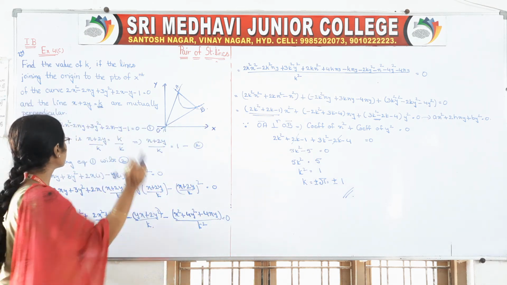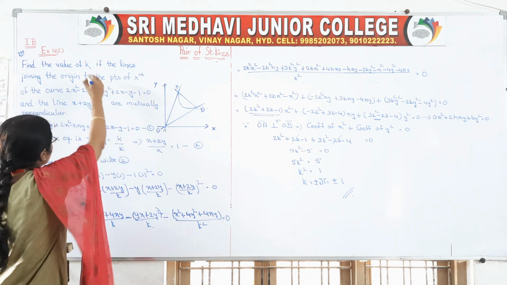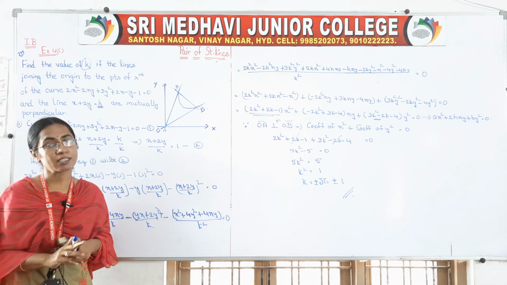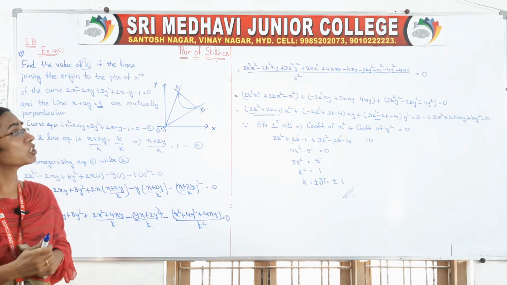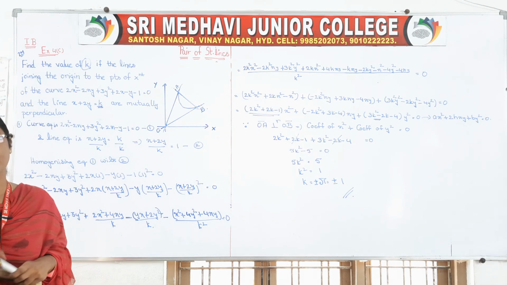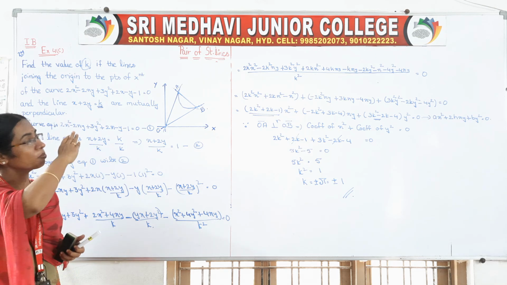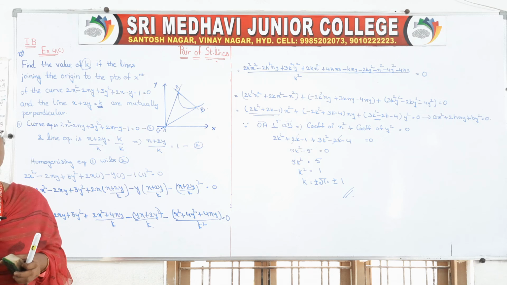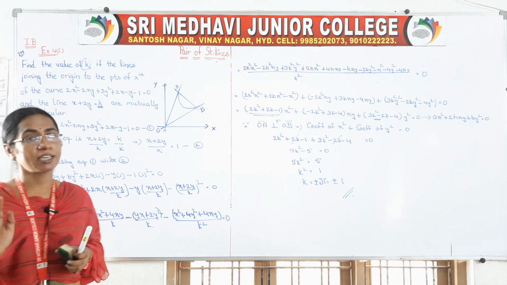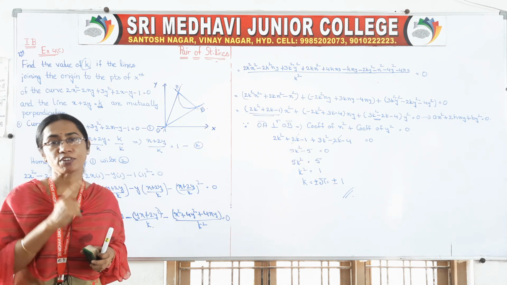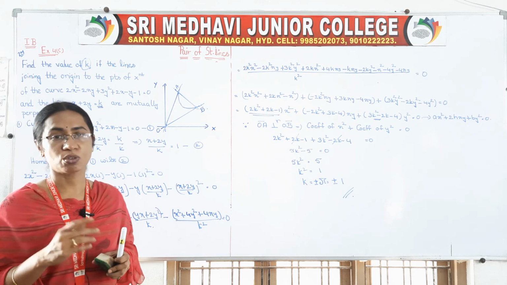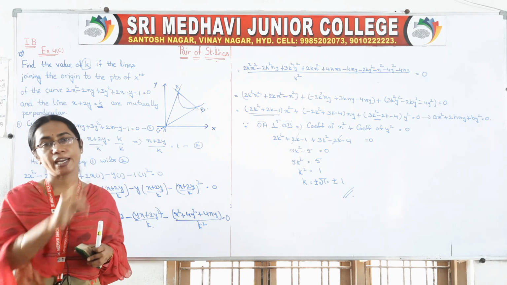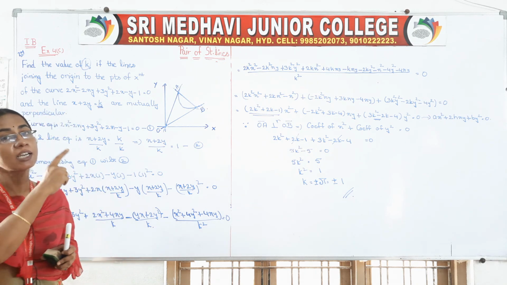The question is to find the value of k, so we got the k value. Practice this problem perfectly, it is most repeated. If you see your material or any model paper, this question is repeated many times. One compulsory homogeneous problem will be there in the final paper, from pair of straight lines. Practice this perfectly from beginning to end, and you have to draw the diagram also.